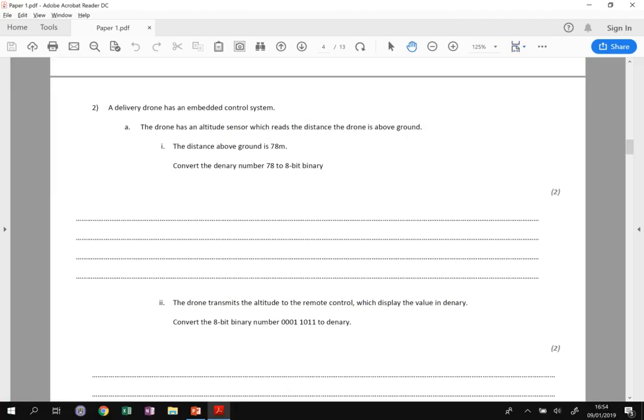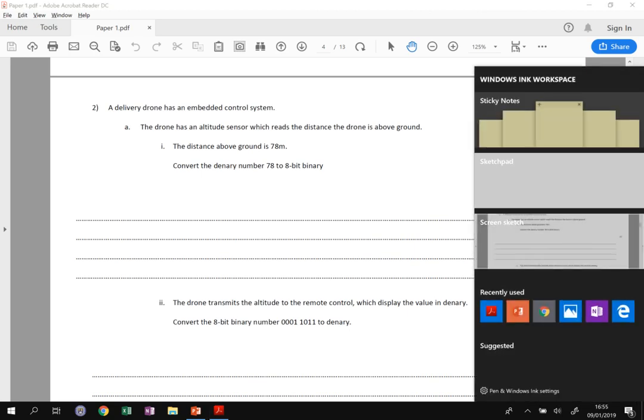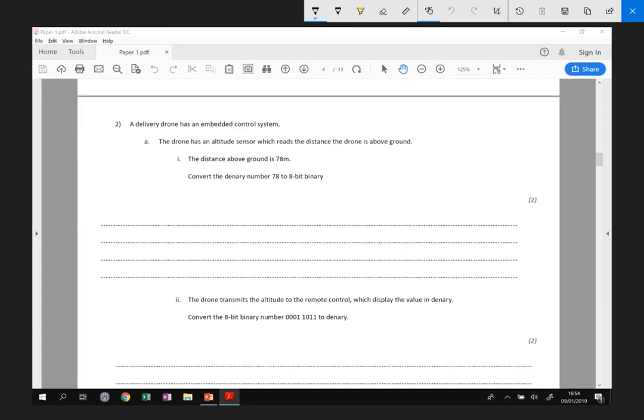So let's have a look at question 2a. Some of these questions look complicated, but if you zone in on the most important information, they become a bit simpler. So we've got a sensor that says a drone is 78 meters above ground. My amazing picture of a little drone, there we go, 78 meters above ground, which is a denary number. So denary is what we think of as a normal number. We need to convert it to 8-bit binary.